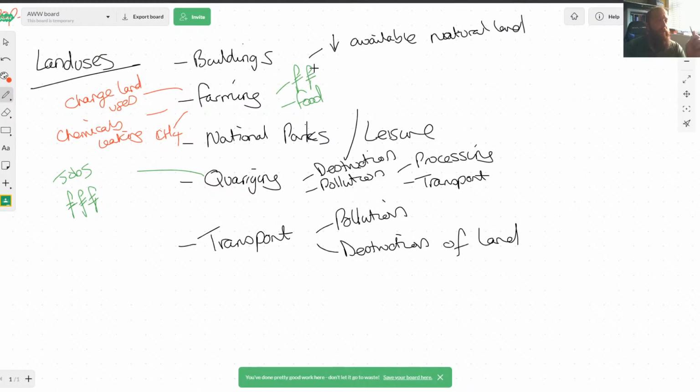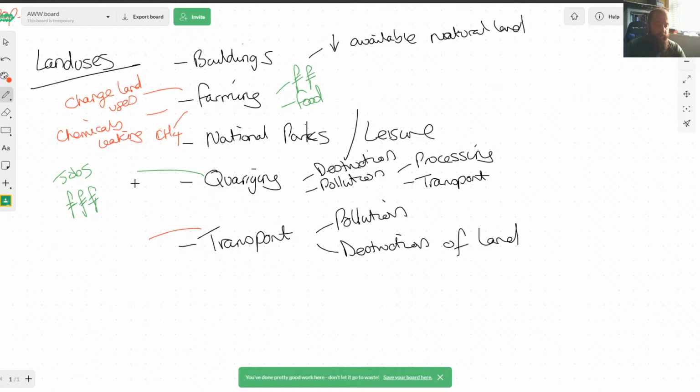Cool. So yeah, Nico, with a lot of this, yes, there are negatives, but there are also positives. And what I'm trying to do is give you a bit of a balance with it as well. For instance, with the transport, yes, we have pollution and destruction of the land, and the pollution can come from both the production of the transport routes and from the use of cars.